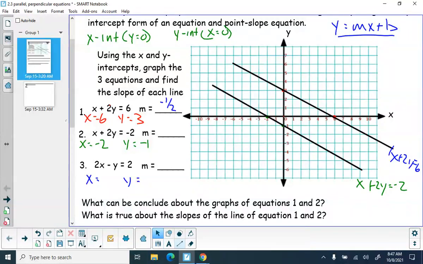The third and final one, we have 2x minus y is equal to 2. What's our x-intercept? What's our y-intercept? Todd? X is a value of 1. Y is negative 2. So I can draw my final graph through these 2 points, 1 and negative 2.